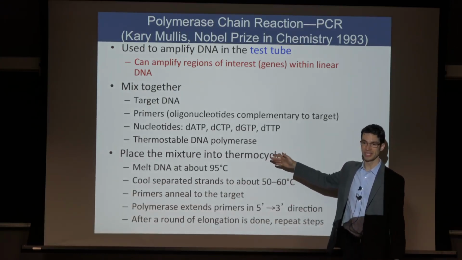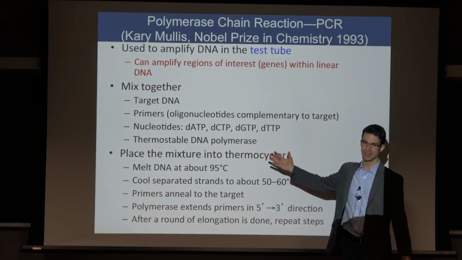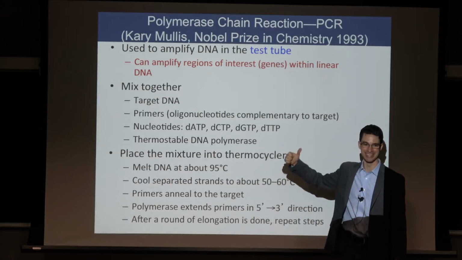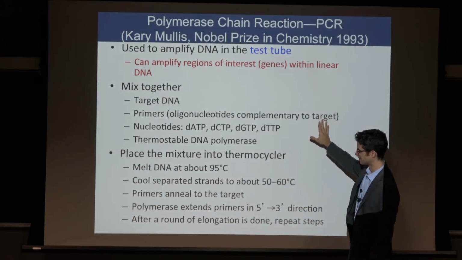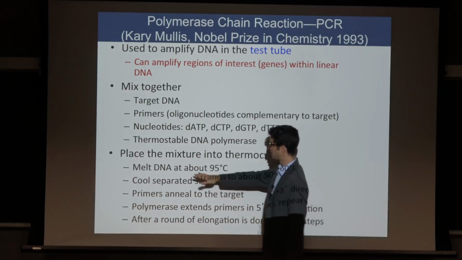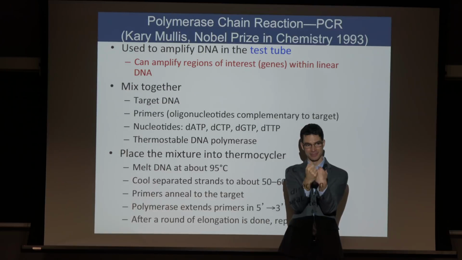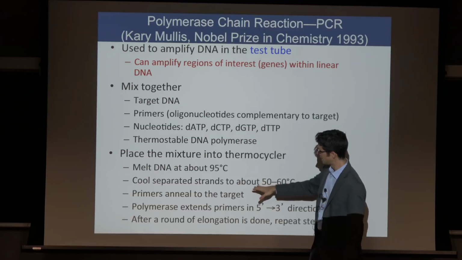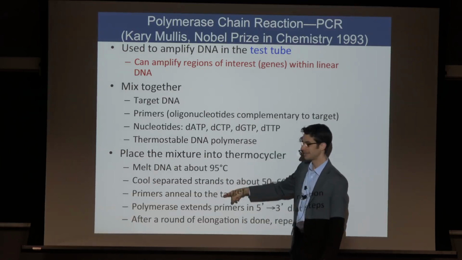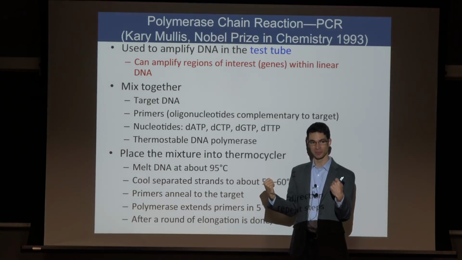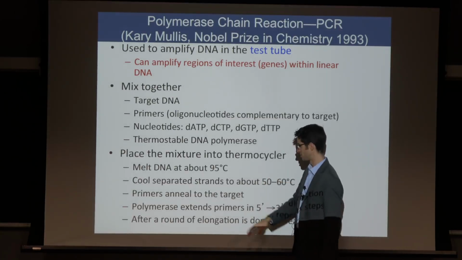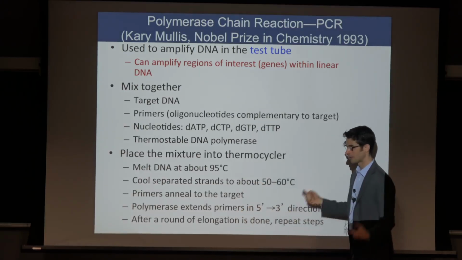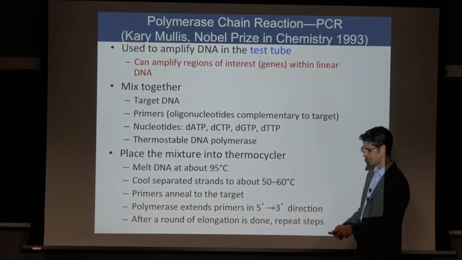Then you buy a PCR machine, whose claim to fame is that it can increase the temperature and then decrease the temperature and do this many, many times. That's all it has to do, and you'll see why in the schematic diagram in the second slide. Basically, you melt the DNA. That means it dissociates into 2 chains. Then you cool the separated strands, and at that point, the primers that you've added anneal to the target DNA and also prevent that DNA from reassociating with itself. Then the polymerase extends the primers in the 5' to 3' direction. Then after a round of elongation is done, you repeat the steps.